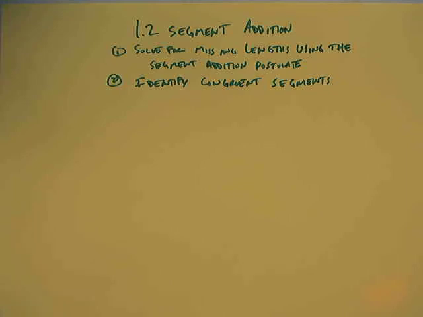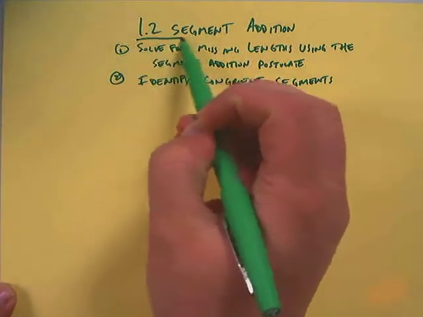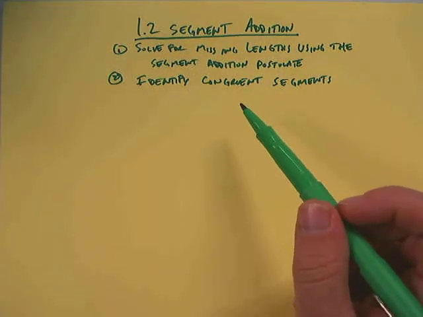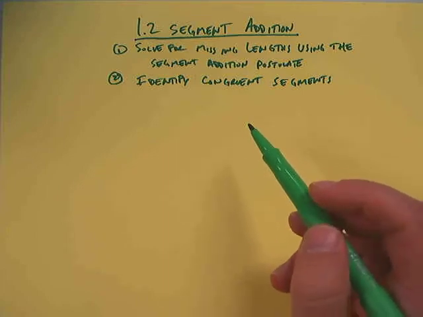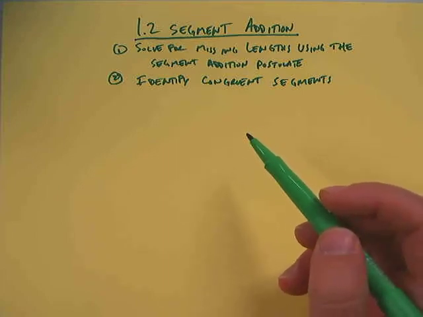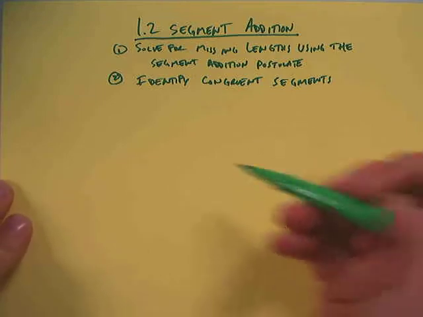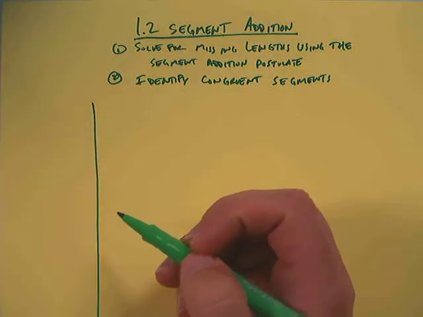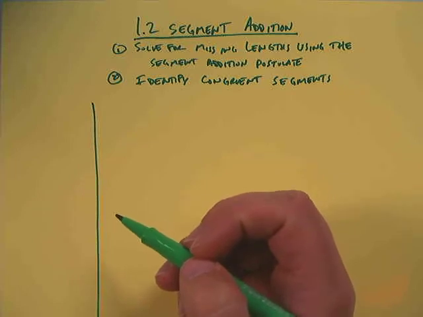All right. Hey, everybody. Today's lesson is about 1.2 segment addition. So today we are going to solve for missing lengths using the segment addition postulate, and we're going to learn to identify congruent segments. So first of all, we got to talk about what it means to be congruent. We're going to see this word a lot in geometry.